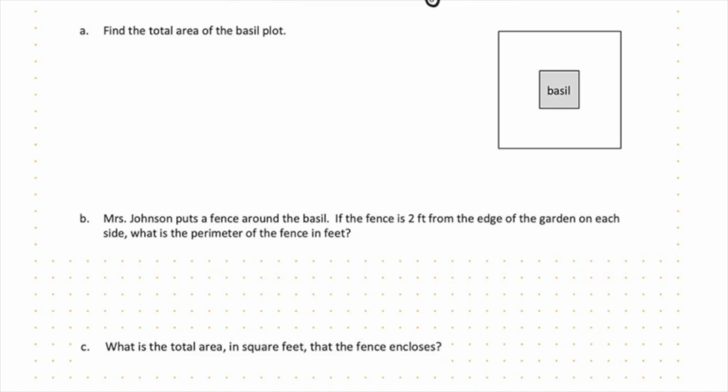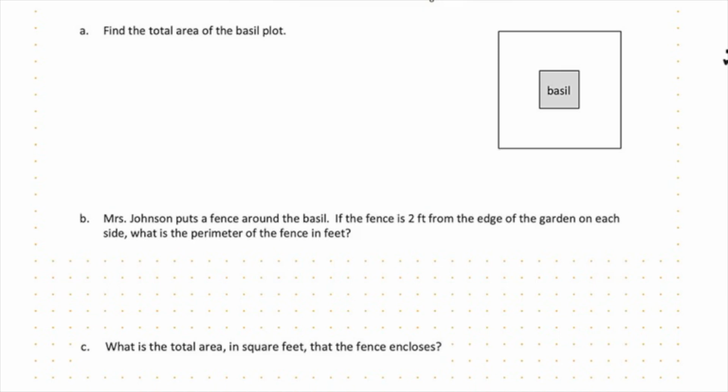Key information: Mrs. Johnson grows herbs in square plots. What important information do we know about squares and their sides that's going to let us know how to find the area of this basil plot? If one side is 5/8 yard, and our area is length times width, how do we find the area? When I say go, push pause, solve A. Go.